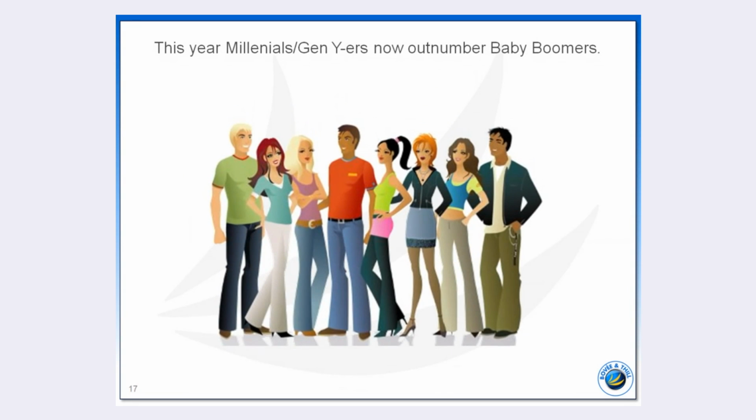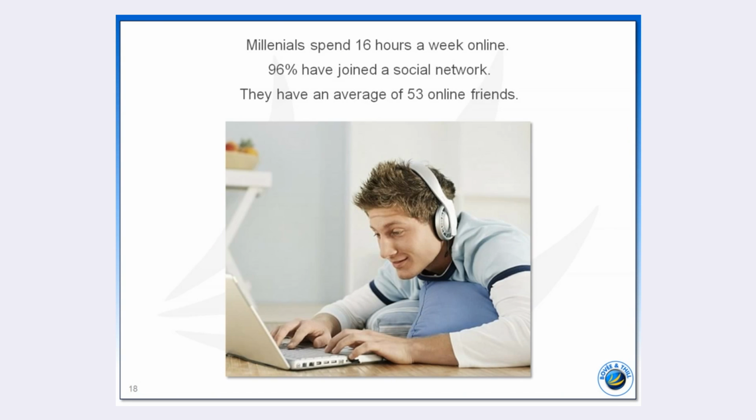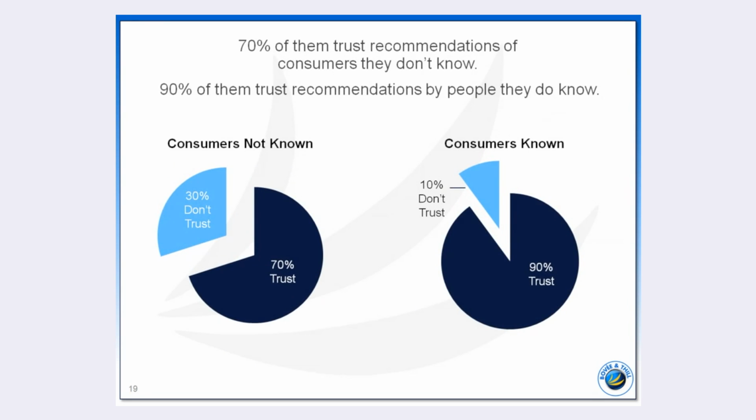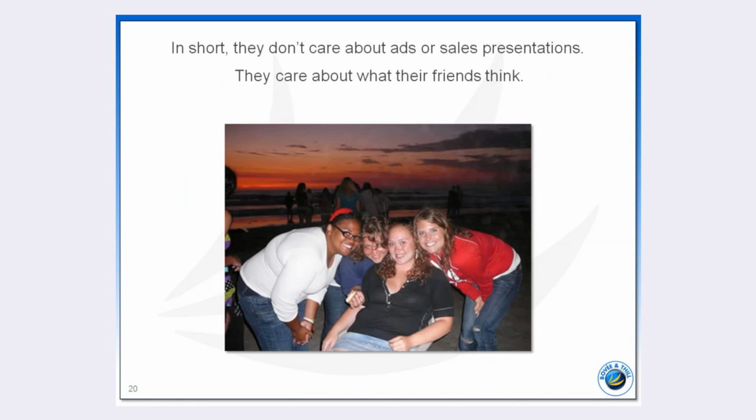This year, millennials and Gen Yers are now outnumbering baby boomers. Millennials spend 16 hours a week online. 96% have joined a social network. They have an average of 53 online friends. 70% of them trust recommendations of consumers they don't know. 90% of them trust recommendations by people they do know. In short, they don't care about ads or sales presentations. They care about what their friends think.